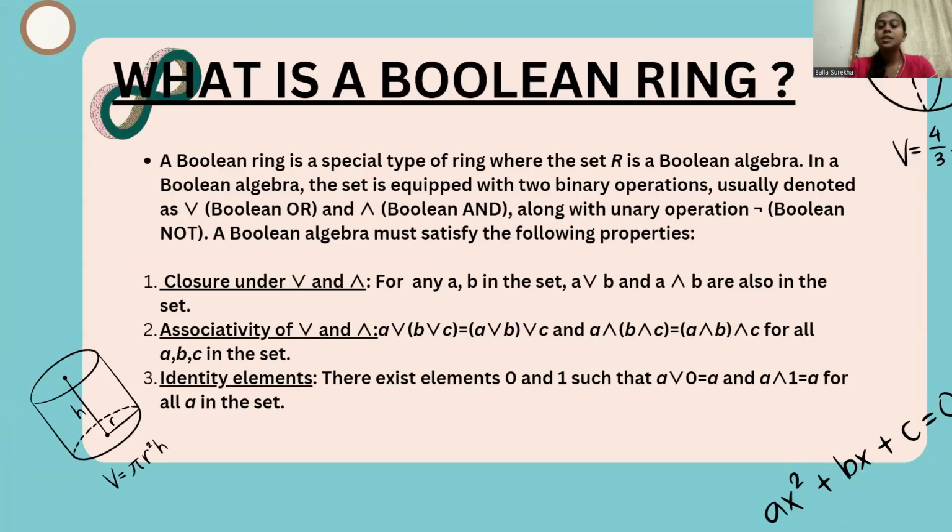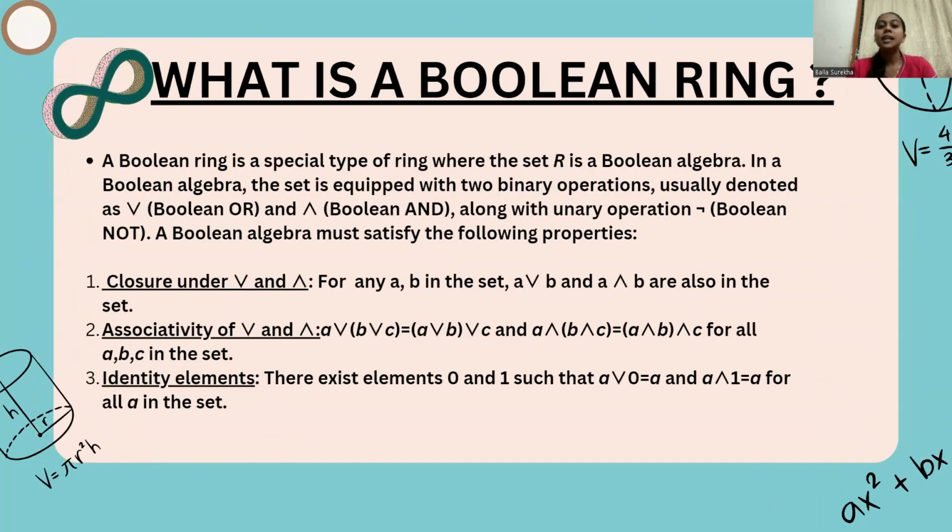So, a Boolean ring is a special type of ring where the set R is a Boolean algebra. Here in Boolean algebra, in the same way, the ring has two operations, right? Binary operations. In the same way, a Boolean ring also has binary operations. Usually, they are denoted as OR, that symbol is nothing but Boolean OR, and this is Boolean AND, along with a unary operation, which is called negation or NOT.